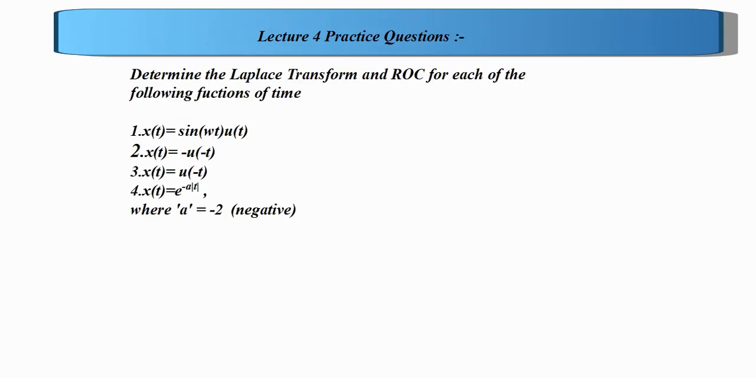Finally I will give you some practice questions. One signal is a sinusoidal signal, just like cos, and this is minus u of minus t. It's a time reversal signal, and there is a minus also. Now the last question is e raised to minus a modulus of t, but here a is negative. For example, if you want to plot this signal, you can use minus 2 or something, or you can do it in general form also. The solution we will discuss in the next lecture.